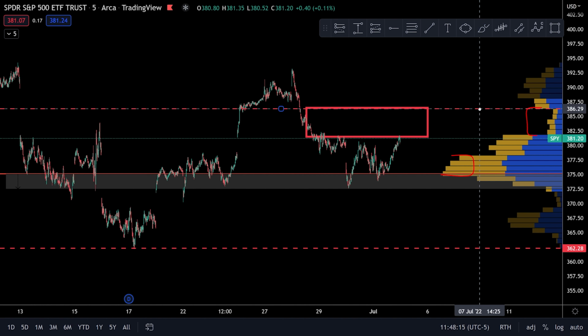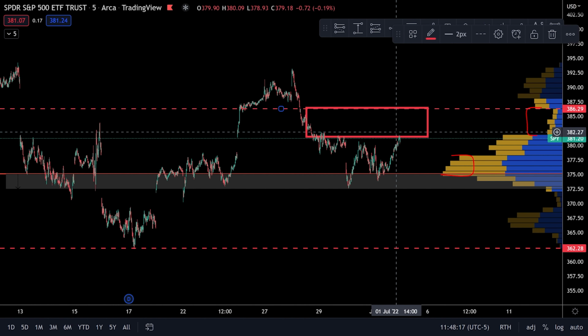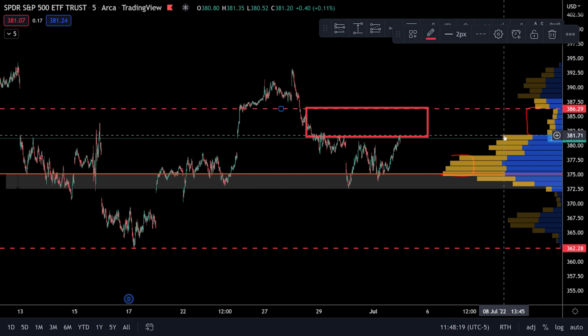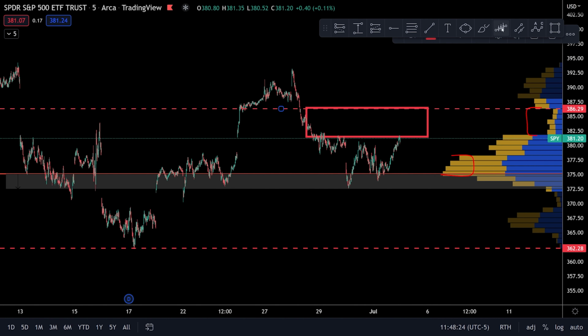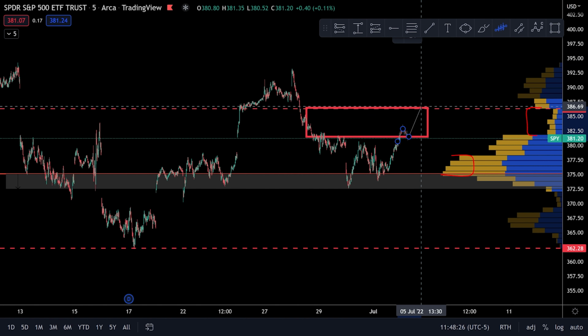So we can actually grab this level, move it down. And so if you are to break out of this range and you get above where these volume buyers and sellers are, what's the play? You're looking for an instantaneous move to that range of around 386 on the SPY.